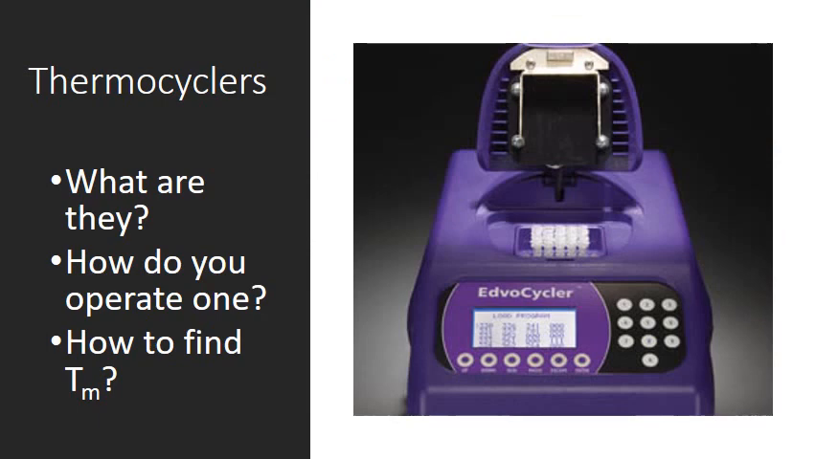So, what are we talking about today? Now, we talked about all that stuff that's needed to run a PCR, and then once we have all that stuff in this tube, we've got to do something with it. So we need to figure out how to operate this really bizarre piece of equipment we call a thermocycler.